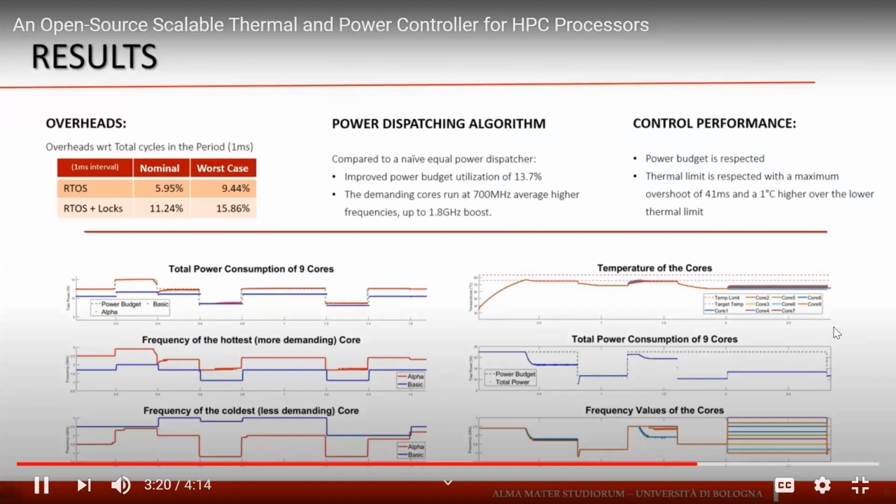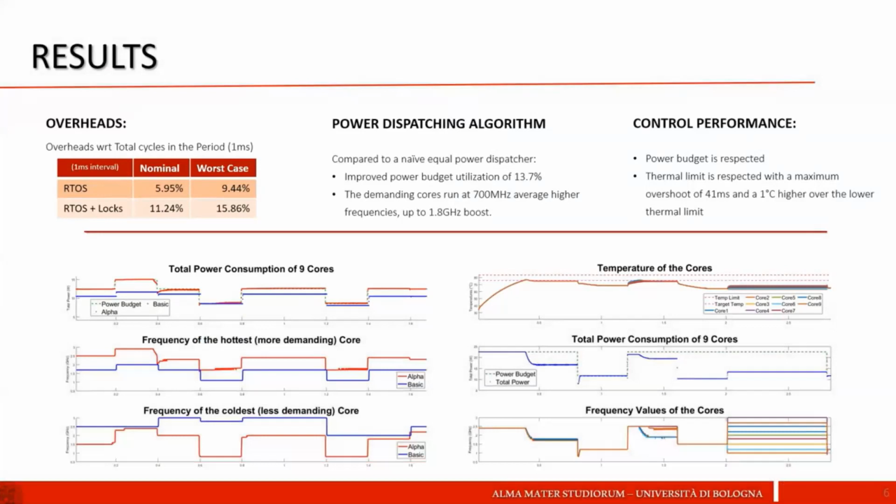The power dispatching algorithm, when compared to a naive equal power dispatcher among cores, improved the budget utilization by 13.7%, with an average higher frequency of 700 MHz, up to 1.8 GHz for the more demanding core. The right graph also shows good performance regarding the overall control, with 41 milliseconds and a maximum overshoot of 1 degree Celsius over the thermal limit, while respecting the power budget and trying to maximize the frequency.